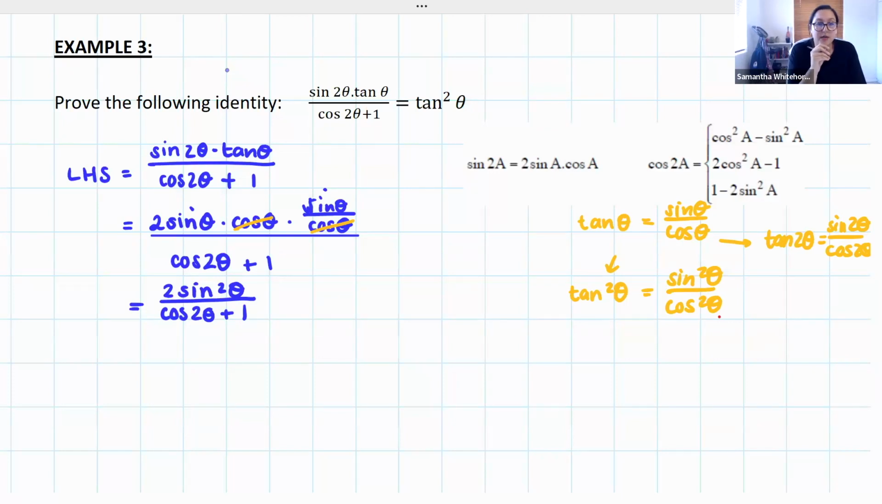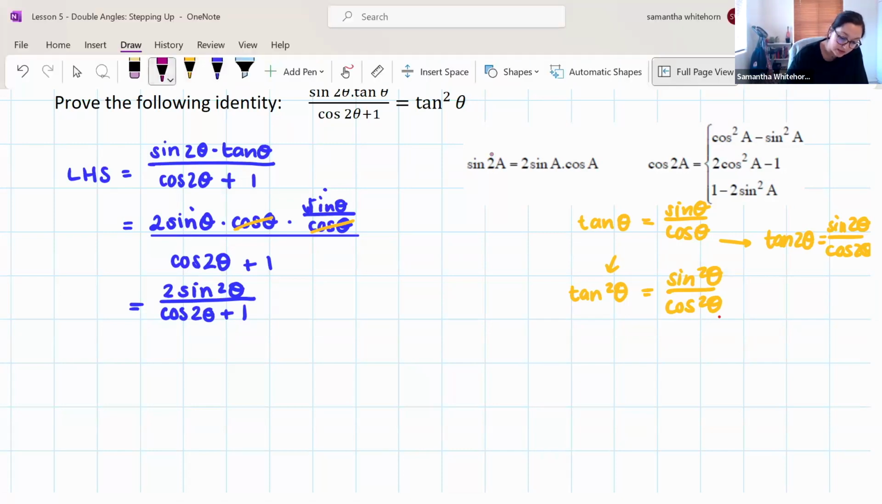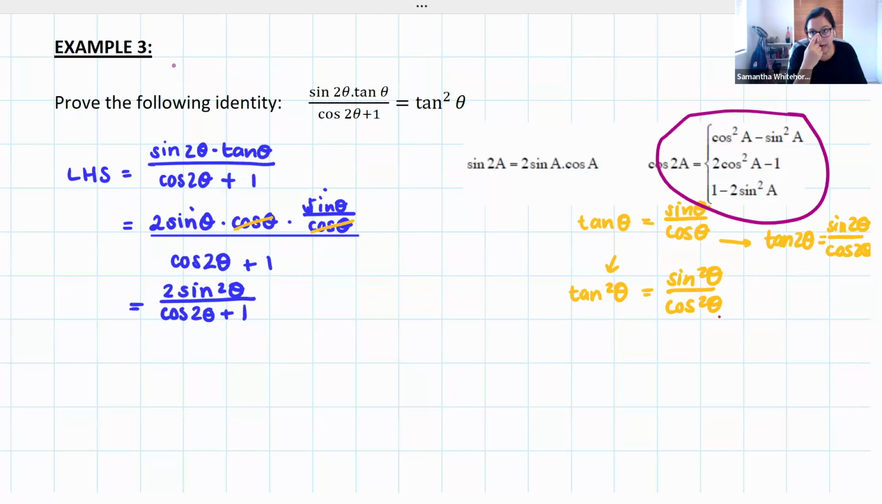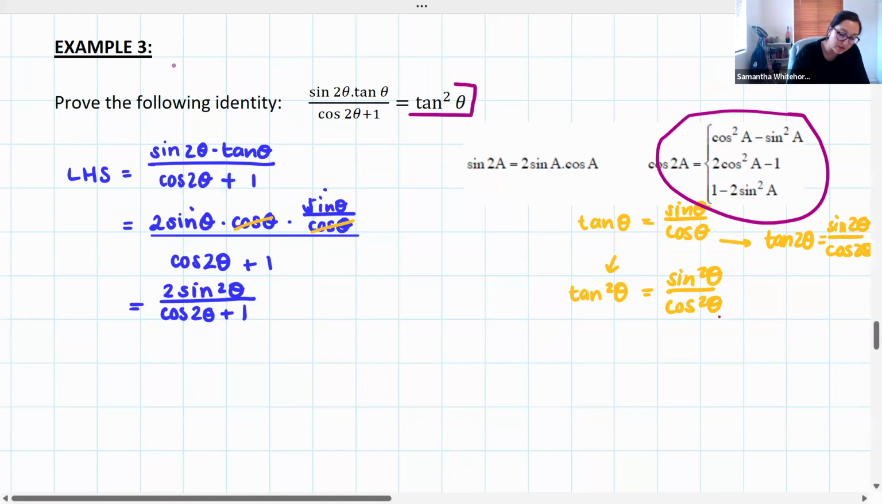Now, the reason I left that denominator is so that we can have a conversation about which cos double angle to apply here. And it's going to go back to what I've just said about the tan identities. Okay, these are my cos double angles. I also just said to you that if you've got tan squared theta, you can write that as sine squared over cos squared. Now remember, our ultimate goal is to end up with tan squared theta. Tan squared theta can be written as sine squared theta over cos squared theta.